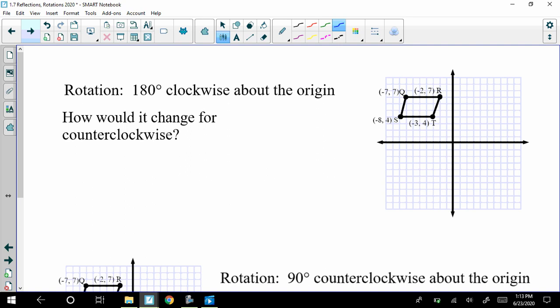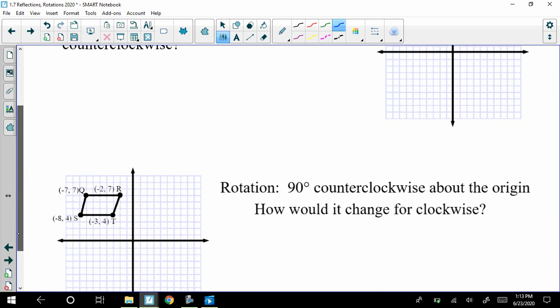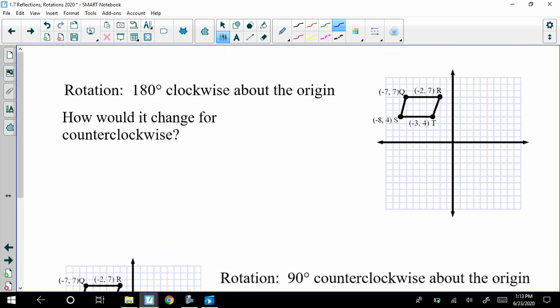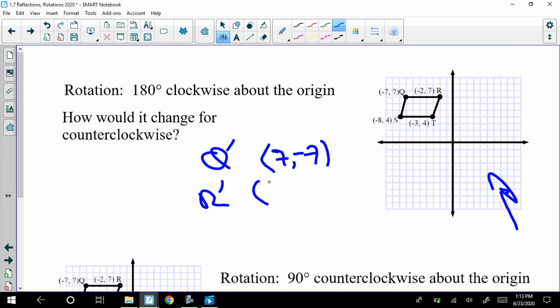So here's a couple other practice problems, and I'm not going to spend a ton of time on this. So 180 degrees clockwise, all we do is we switch the signs. So Q prime becomes the point at 7, negative 7. So it goes from up there all the way down into the fourth quadrant, and the signs just switch. So R prime would be at positive 2, negative 7, so on and so forth. And you can probably do that on your own.